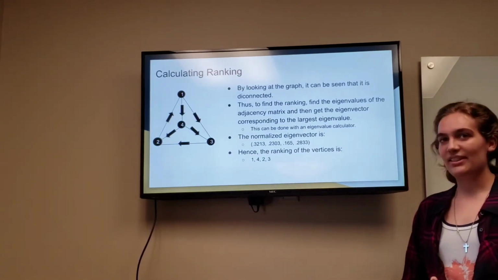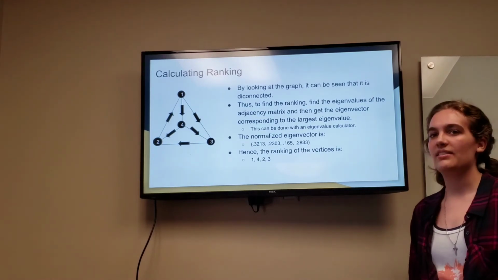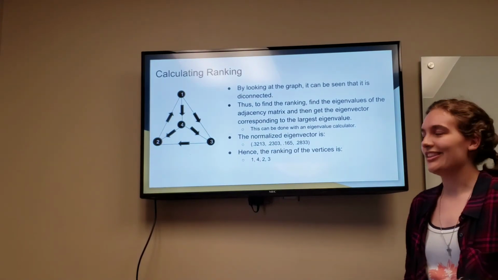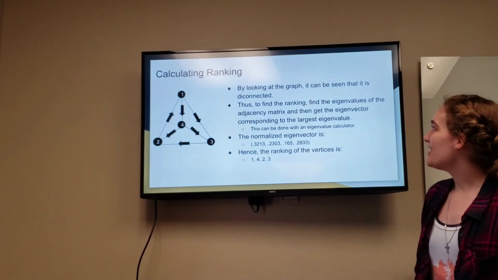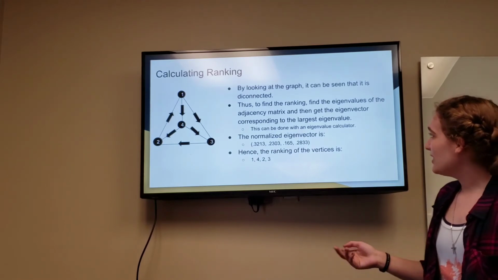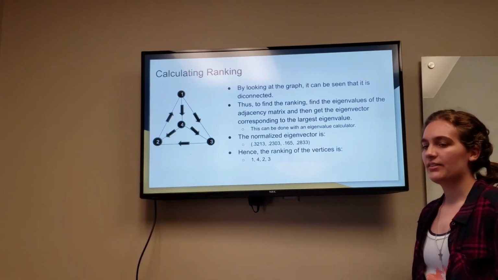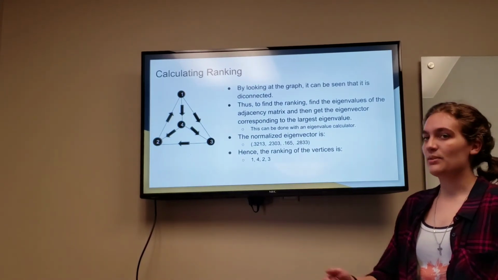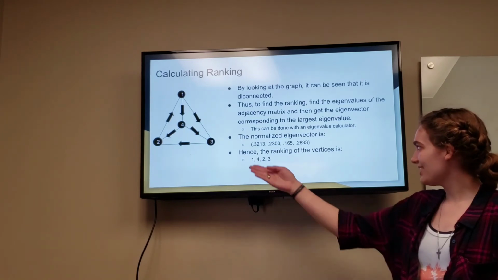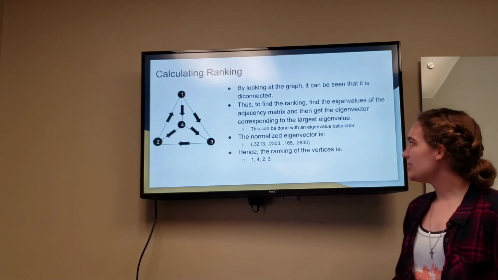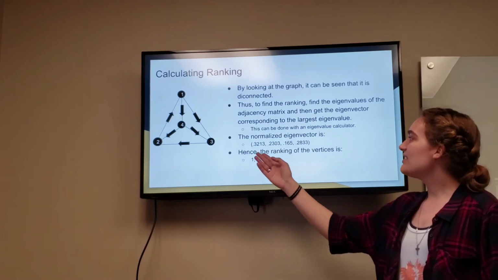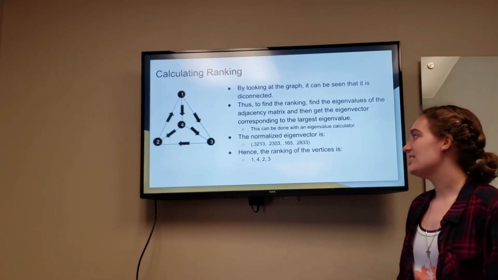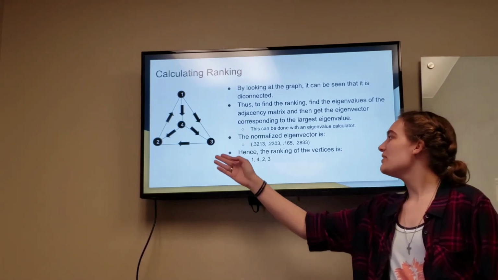To calculate the ranking from the adjacency matrix, we have to calculate the eigenvalues and the eigenvectors. This can be done with an online calculator; you don't actually have to go through the process. For this particular graph, the largest eigenvalue was 1, and the normalized corresponding eigenvector was this. From here, the highest entries would be the winners, and so the ranking of the vertices in this case would be 1, 4, 2, 3.